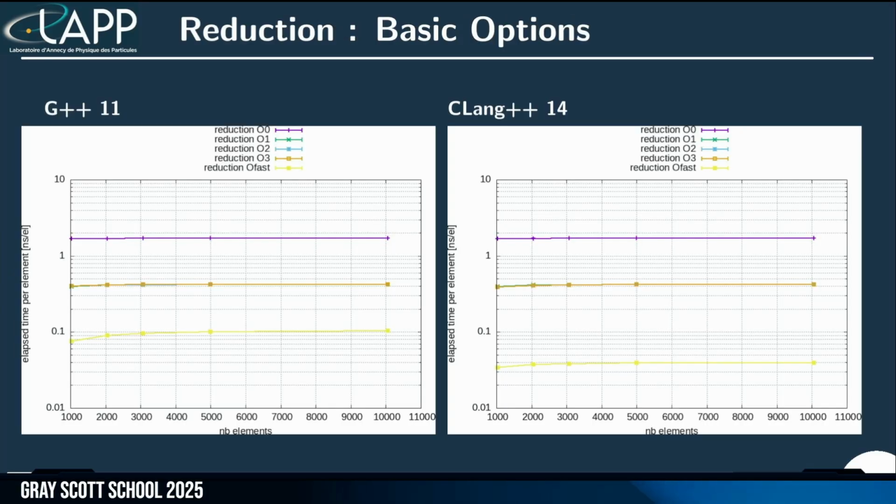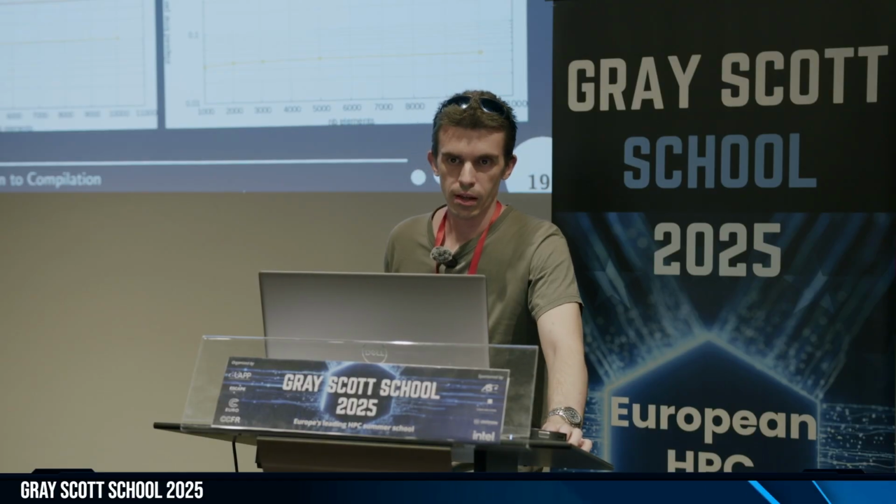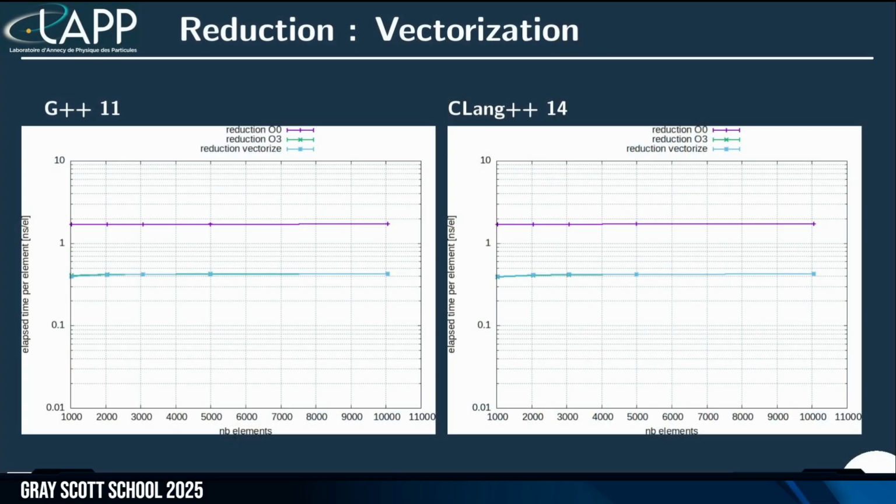So if we do that with G++ 11 and Clang 14, we see that they agree globally on what's in O3 here, and O2 and O1 and O0 also. But for Ofast, Clang tries some stuff that G++ does not try. But it's not vectorized, so what's the point? Okay, let's vectorize. And here, the funny stuff is they are stuck. They are perfectly equal.